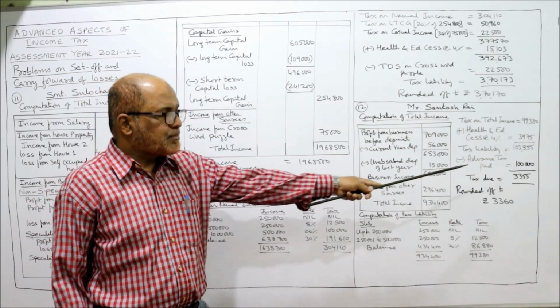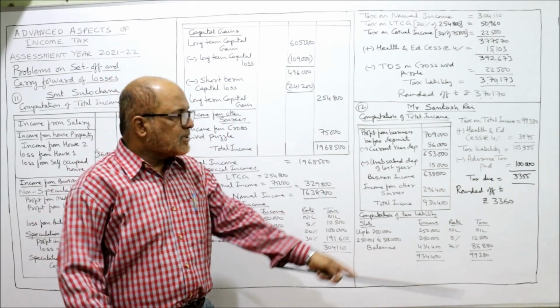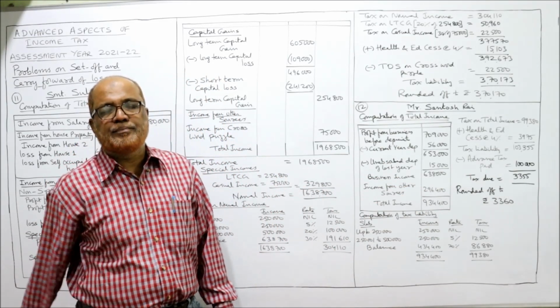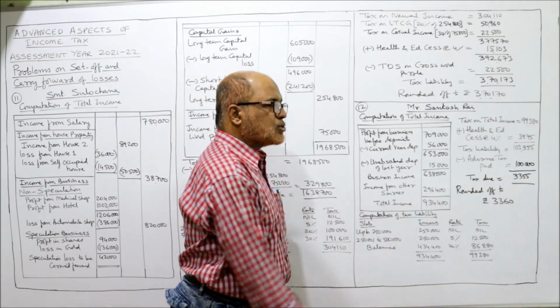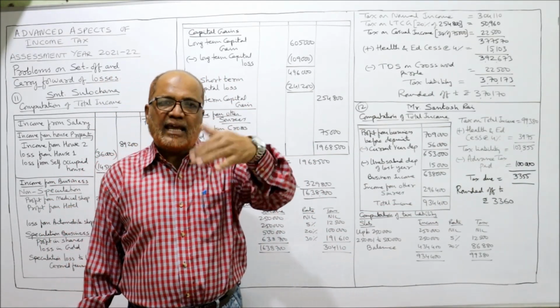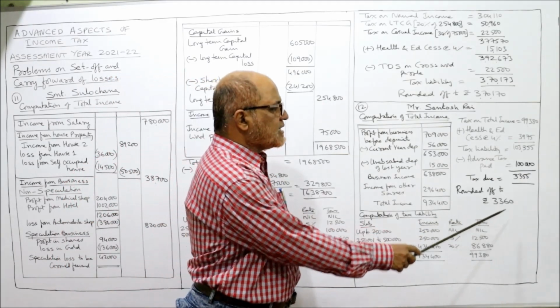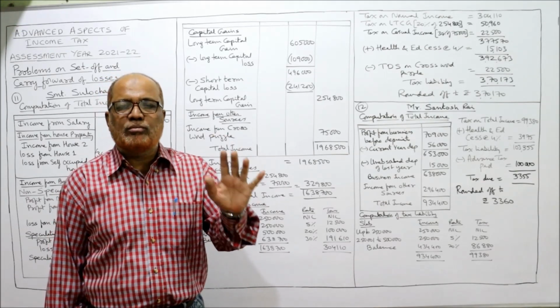From this we deduct advance tax paid. How much is the advance tax paid, given in the last line? 1 lakh. 1 lakh rupees already paid. Deduct 1 lakh, 3,355 is the tax due. Rounded off to the nearest 10. The last two digits are 55. The next 10 of 55 is 60. So we will take 3,360. 3,360 is the tax due.